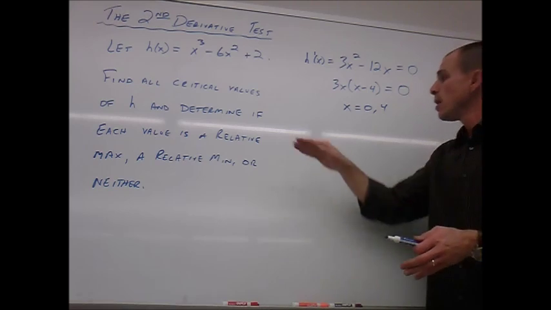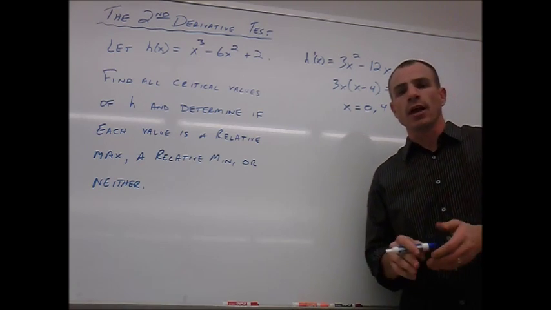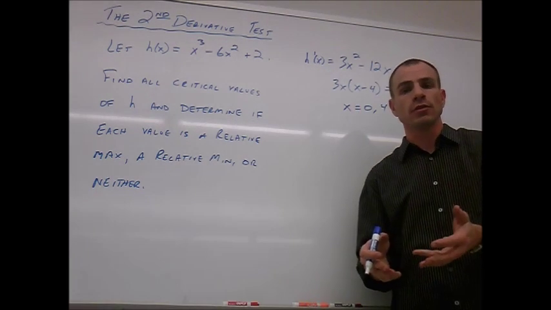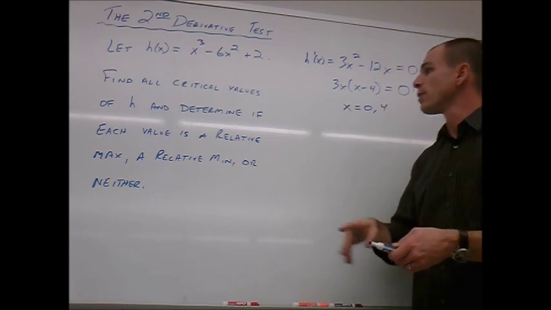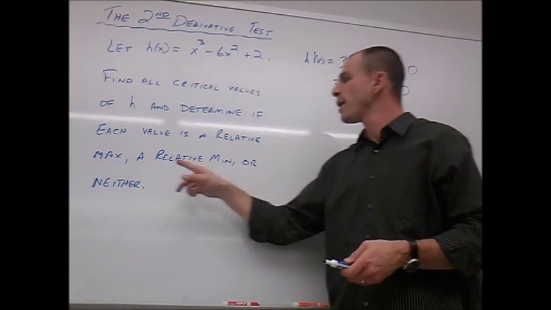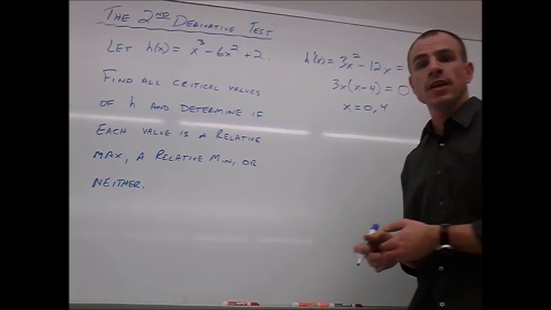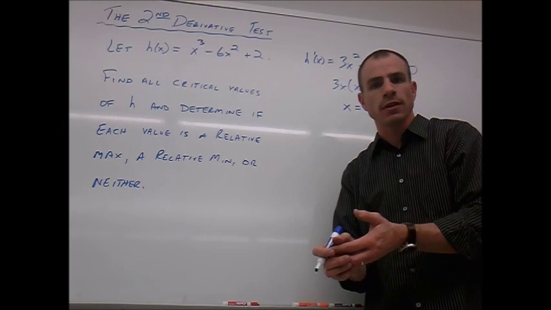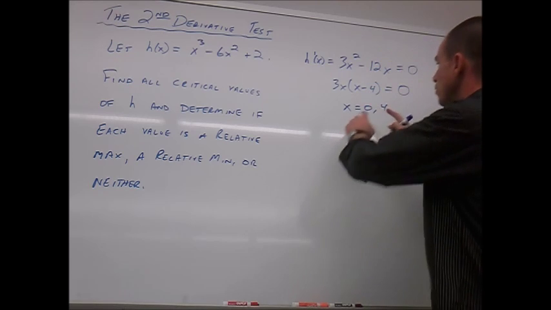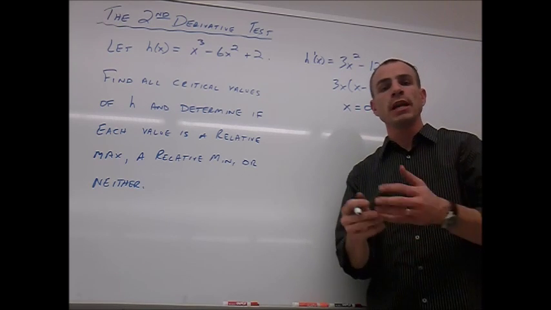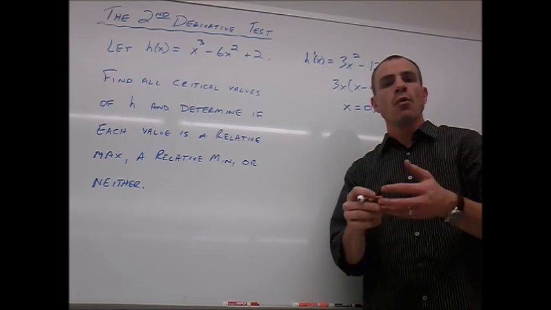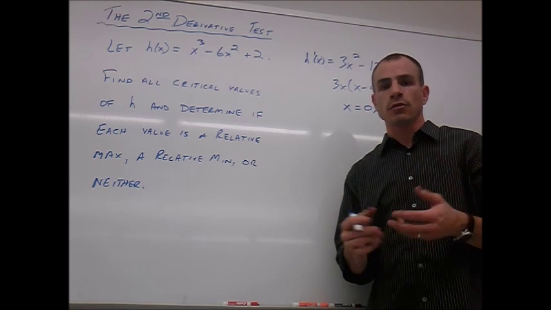And could we place these two on a number line and then do the plus minus chart? Absolutely. And that's one way to figure out whether these two critical values are relative max, relative min, or neither. Let me give you another option. The second derivative test says, well, if you go to the second derivative and you plug these critical values in, depending on your result, you can determine what the critical value is.